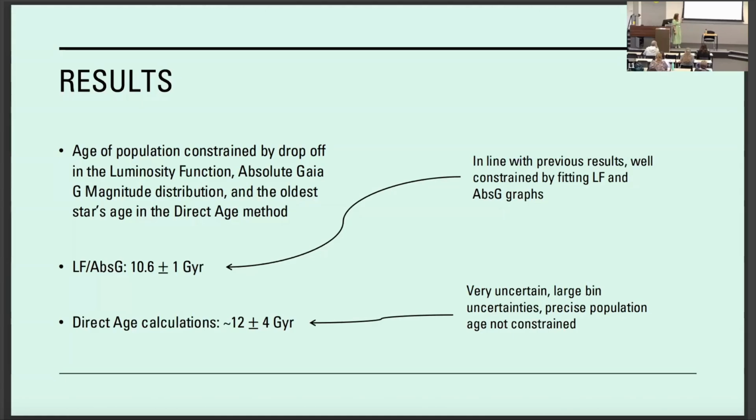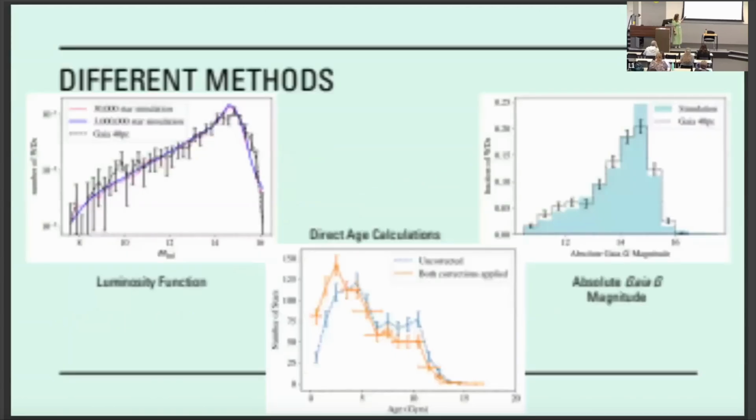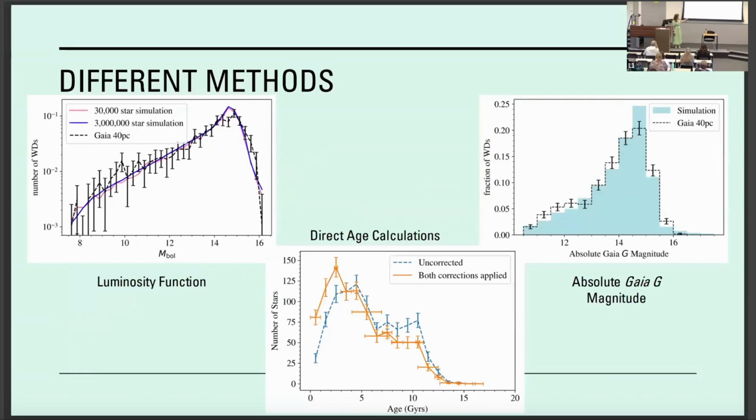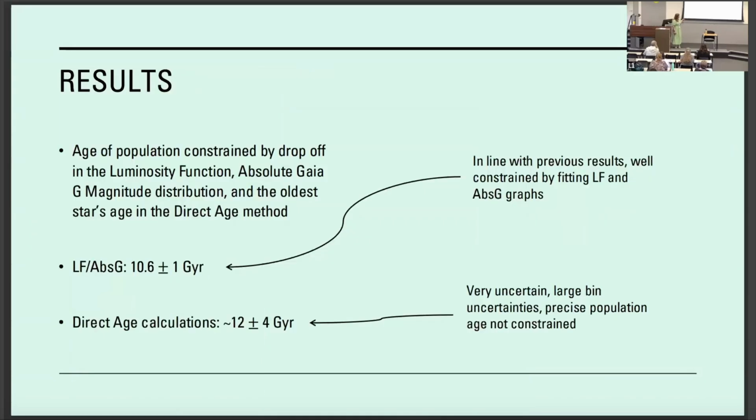But the other 2 methods, which are kind of more defined by where the drop-offs are in these distributions to get the population age, these were much more well-defined. So if you start using populations rather than individual white dwarfs, you can get quite good constraints. So we found, in line with previous white dwarf studies, 10.6 gigayears plus or minus 1, which we were quite happy with, especially compared to plus or minus 4. So direct age might seem like the more obvious choice because you are directly aging the stars, you're not making any assumptions. But yeah, for individual stars, it gets kind of murky. We do need to do these population studies.